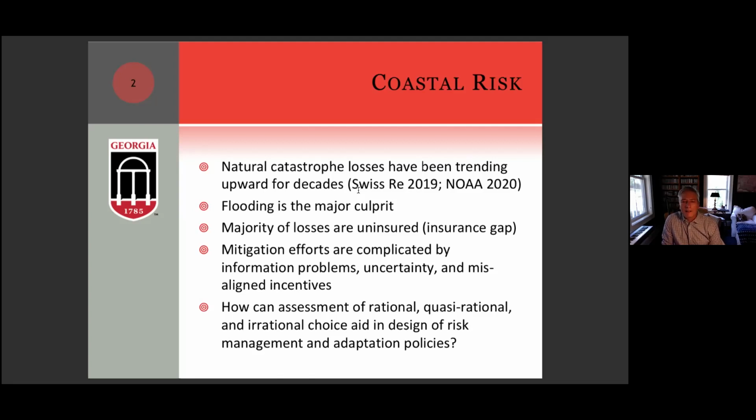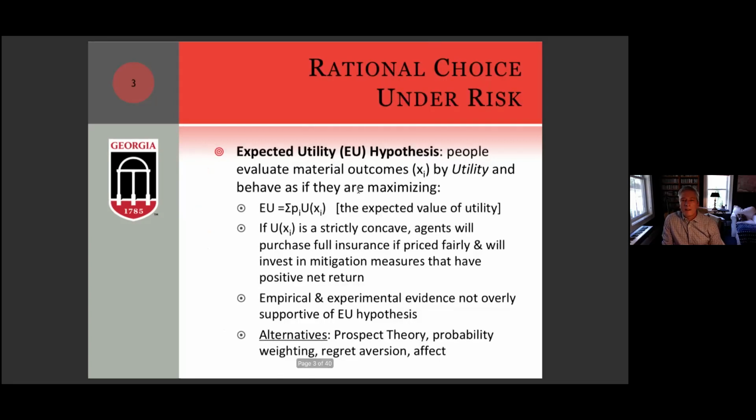So in that context, I would like to address the broader research question of how can we use rational, quasi-rational, and irrational choice models to better understand decision-making and provide information on risk management and adaptation policies. So when I say rational choice, I want to make sure people understand what kinds of model I'm talking about, and I'm going to go back to a really old formulation of how people make decisions under uncertainty. This goes all the way back to Daniel Bernoulli in the 17th century, who was trying to understand how people would evaluate outcomes that they were uncertain about.